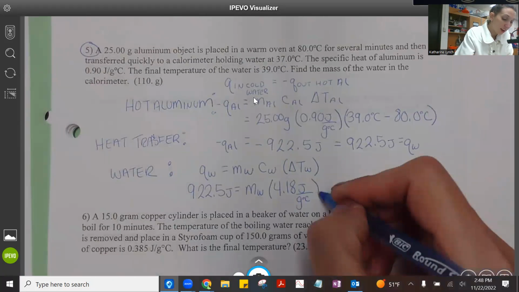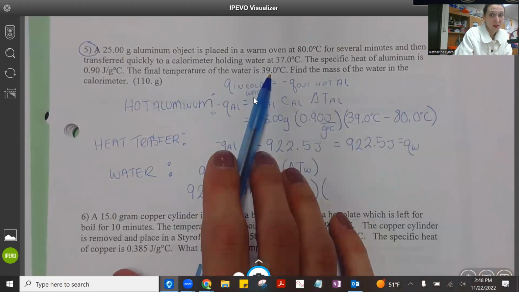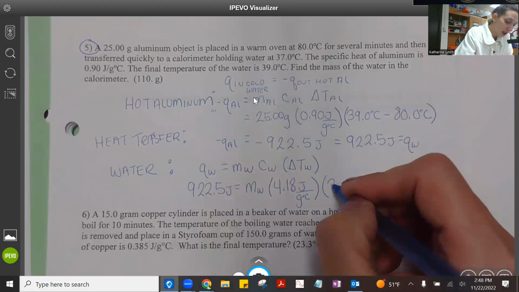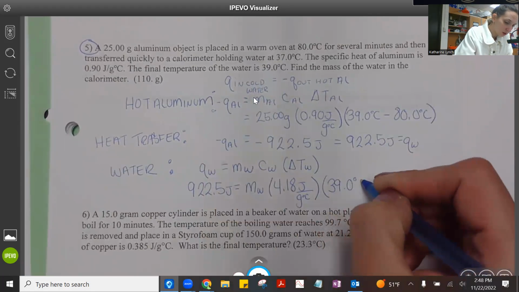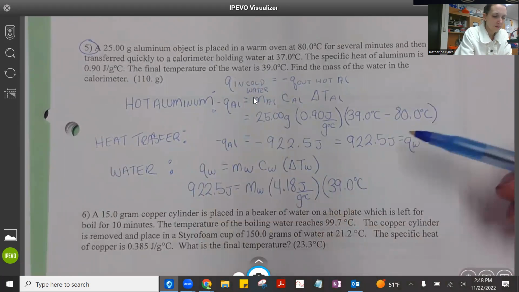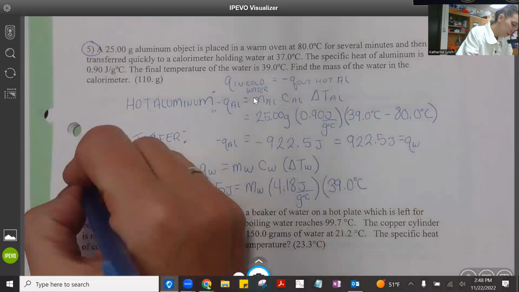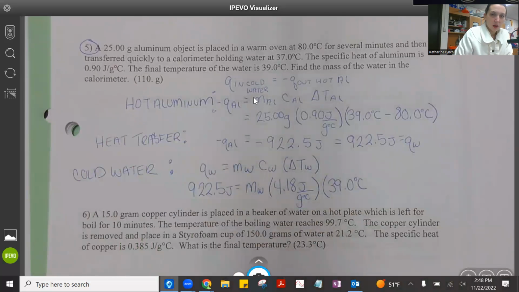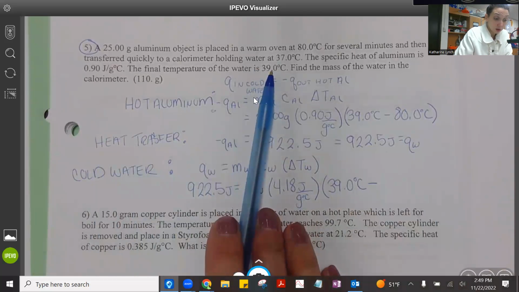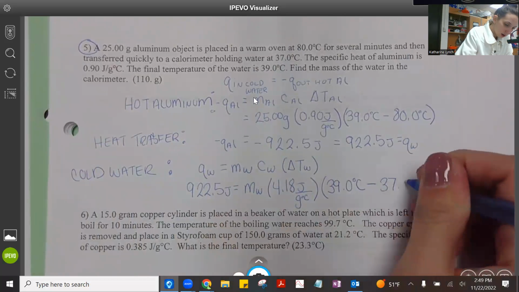All right, now I got to be careful with my delta T of water. My T final, because the aluminum gets placed into the cold water, isn't different for the two substances. Just like your T final was the same in your Find That Heat While Cool lab for hot and cold water. T final is the same for the hot aluminum and the cold water. All right, T initial, the cold water was colder than the final temperature. So I've got 37 degrees Celsius here.